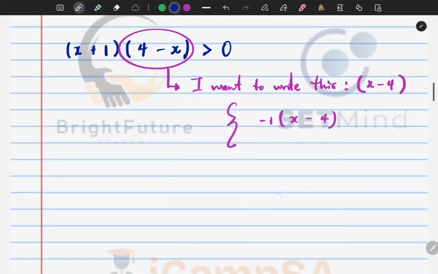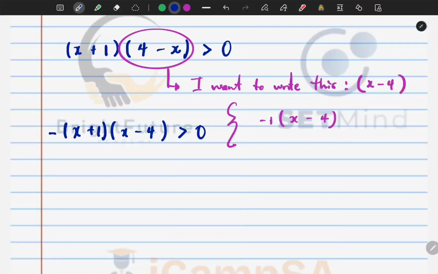So now what I am going to have is negative. I'm going to put this negative here. Then I still have x plus 1, and from there I have x minus 4, which is greater than 0, right?